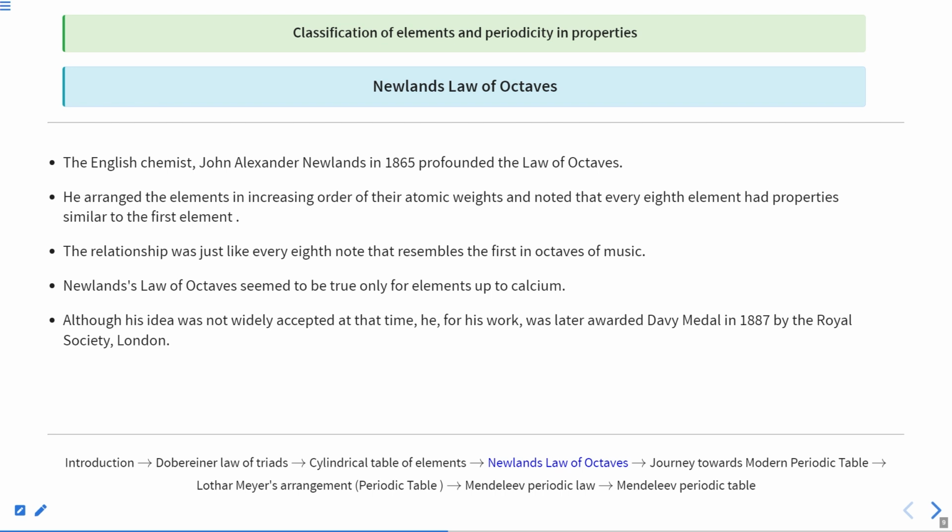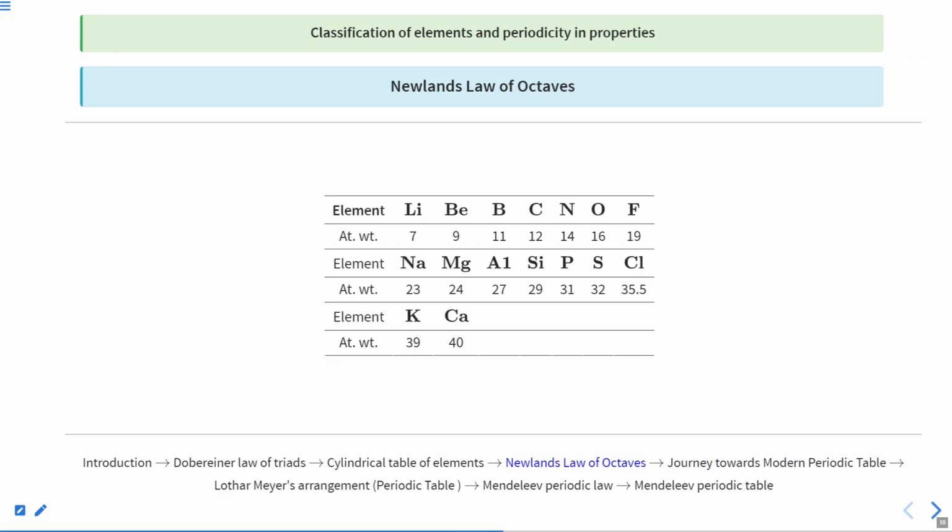But what was the difficulty with this law of octaves? It was only good up to calcium. Means up to calcium this trend was good, but after calcium this failed. Okay. So although his idea was not widely acceptable at this time, he was later awarded the Davy Medal in 1887 by the Royal Society of London.